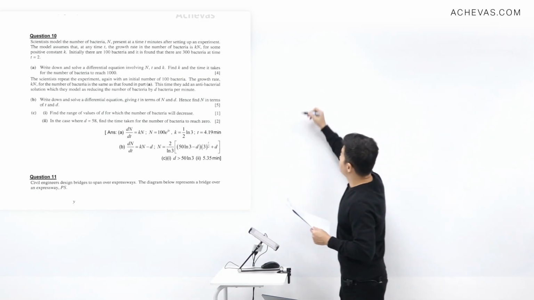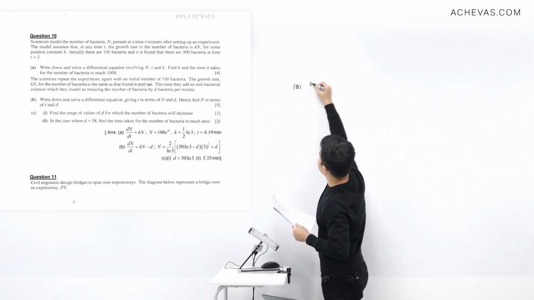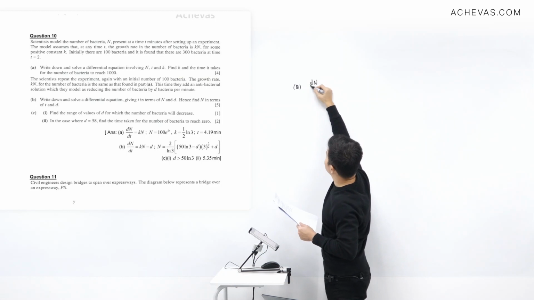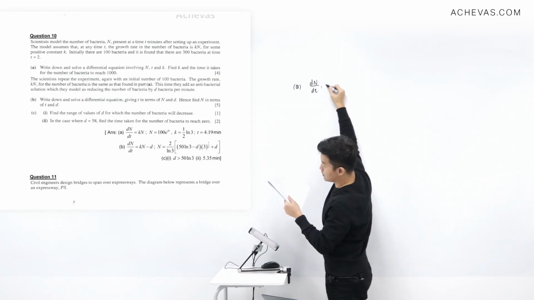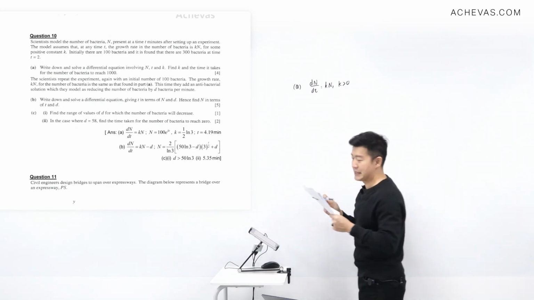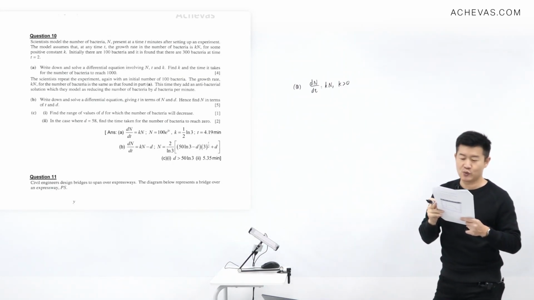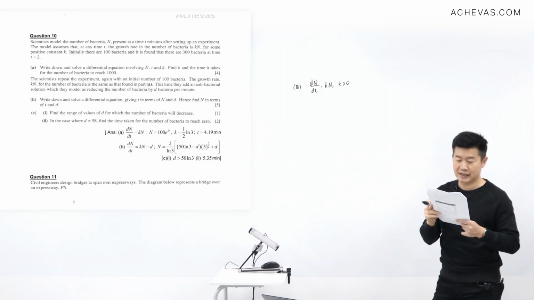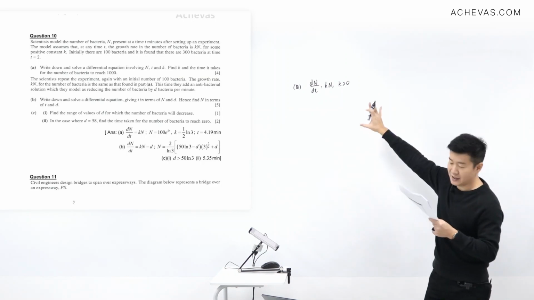So in part A, this is what I'm going to do. I'm going to just follow what the question says, because the growth rate is going to be equal to kn, where k is a positive number. And we are supposed to write down the differential equation that is involving n, t, and k. So I guess I've done that.